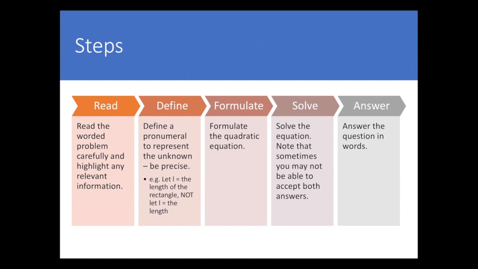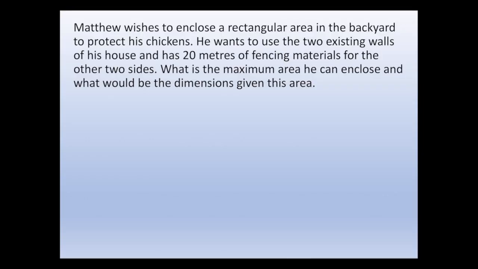First, you must read the worded problem carefully and highlight any relevant information. Then define a pronumeral to represent the unknown. Always be precise. So you must say, for example, let L be the length of the rectangle, not L equals the length. And then formulate the quadratic equation, solve the equation, and note that sometimes you may not be able to accept both answers. Then answer the question in words.